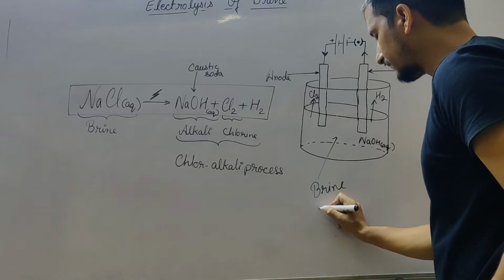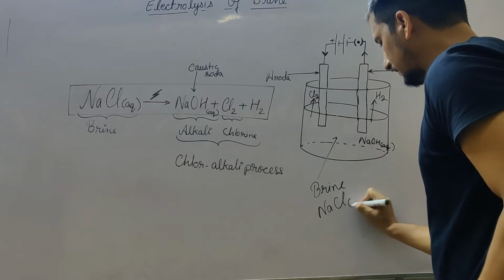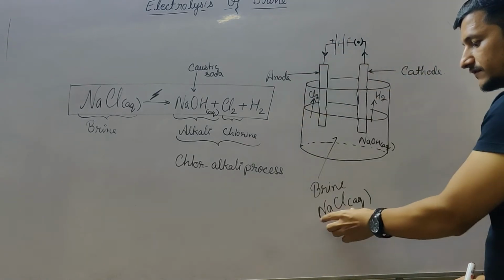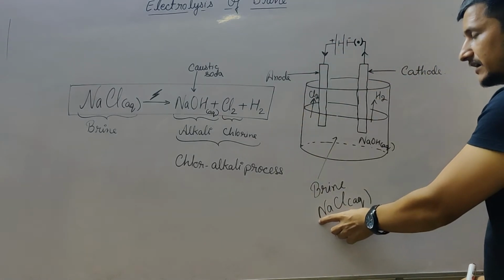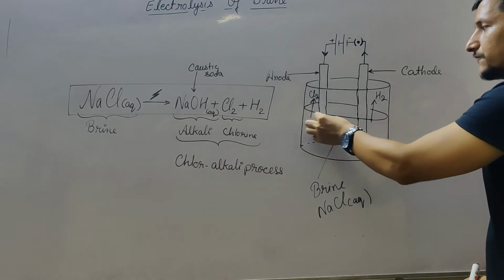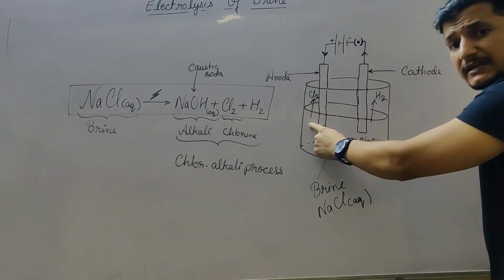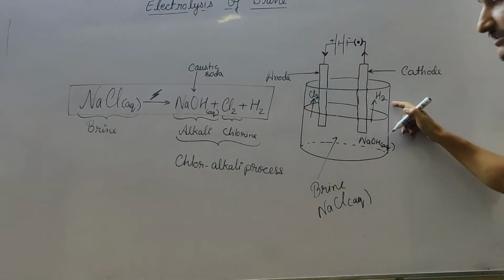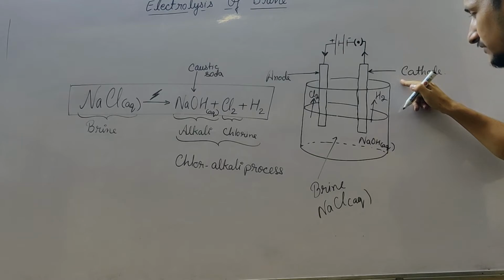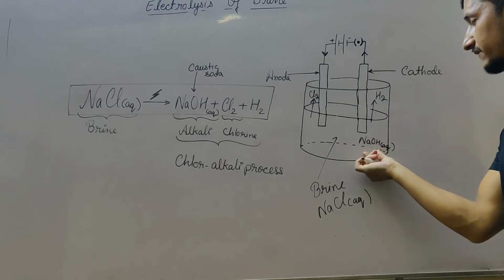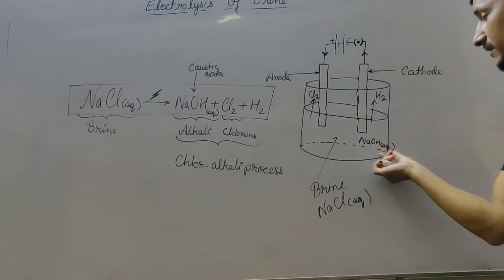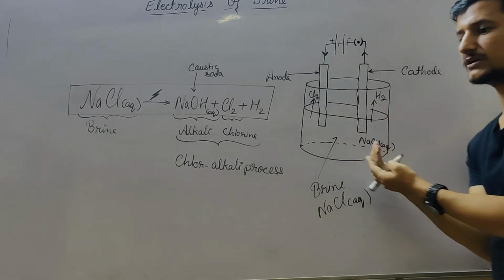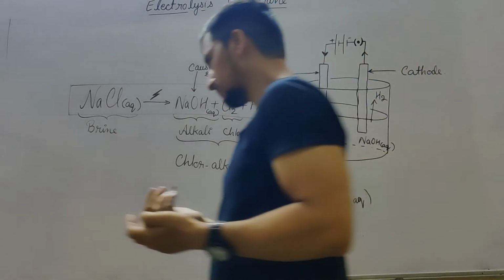Brine, that is aqueous solution of NaCl. When electricity is passed through this aqueous solution of sodium chloride, it will decompose and form chlorine gas. Chlorine gas, being negatively charged, will be liberated at the anode. Hydrogen, being positively charged, will be liberated at the cathode. And in the solution we will get alkali, that is sodium hydroxide. It is formed near the cathode due to the higher reduction potential of sodium here.